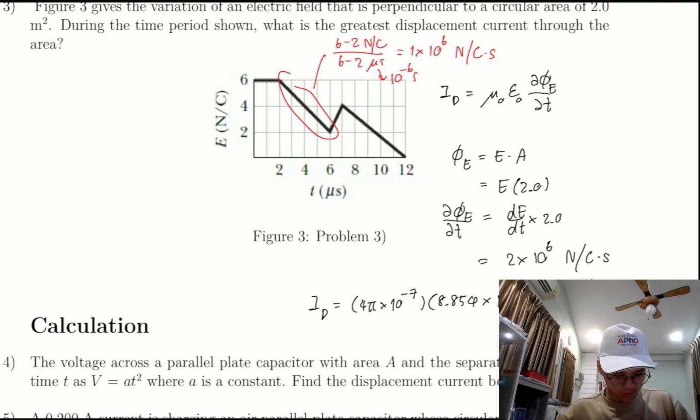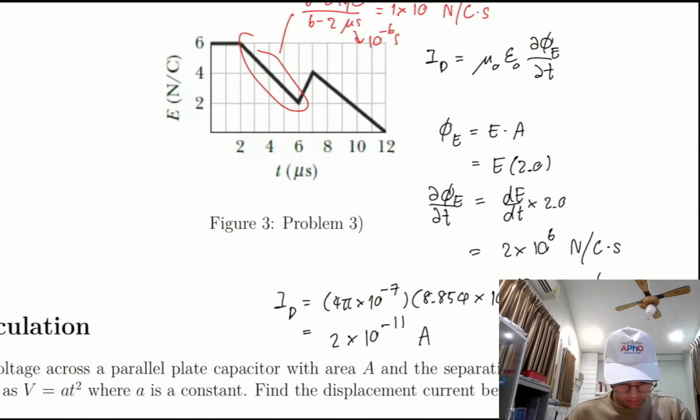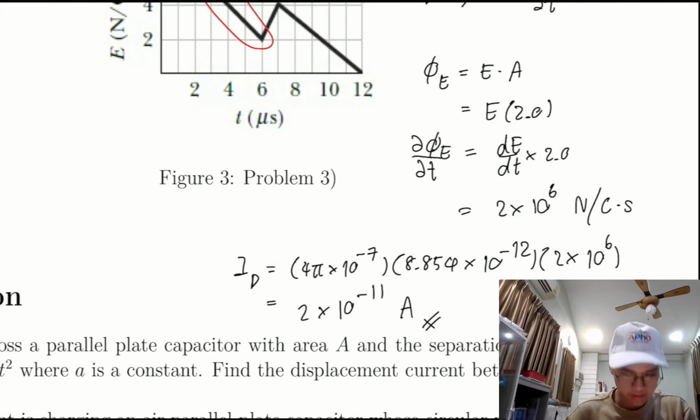I will use the calculator. 4 pi, 8. Okay, we got right around... Be careful of the significant figure, okay? And unfortunately, we got only one. We got 2 times 10 to the negative 11 ampere. Okay, so here's the answer. Very, very insignificant current.